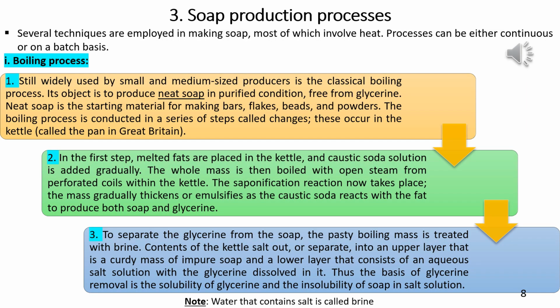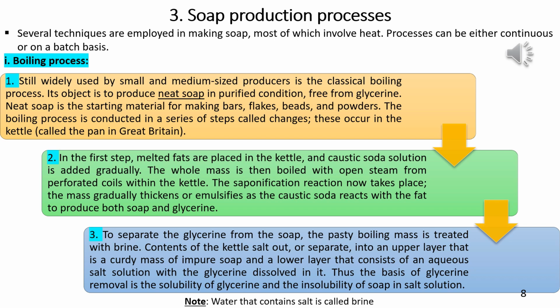So production processes. In this slide you will learn how we can produce soap. Several techniques are employed in making soap, most of which involve heat. Processes can be either continuous or on batch basis. So there are several techniques which are used to make soap, and these techniques involve heat. Soap can be produced by a continuous process or by a batch process.